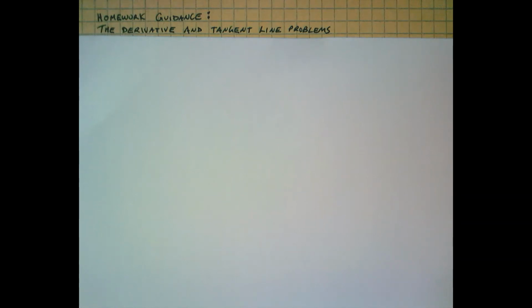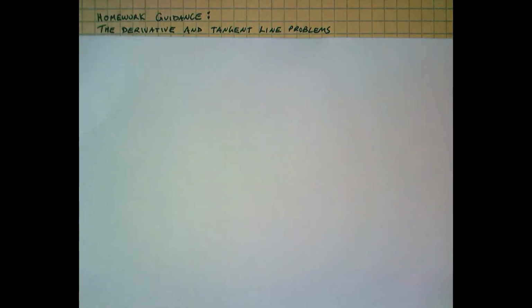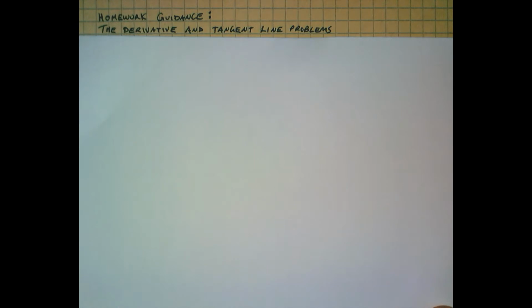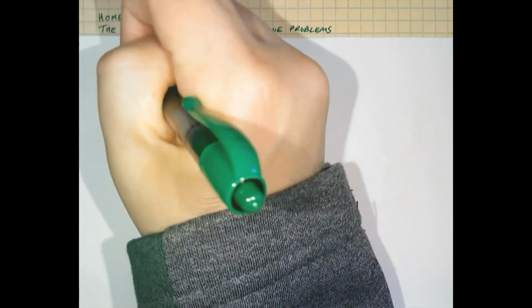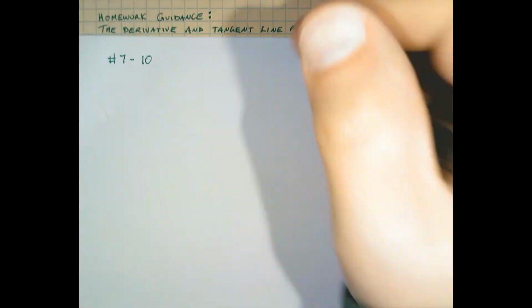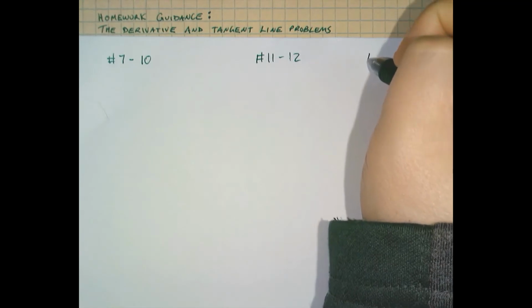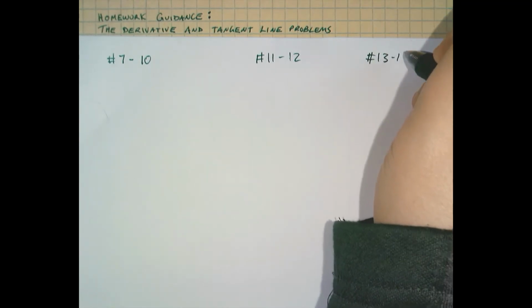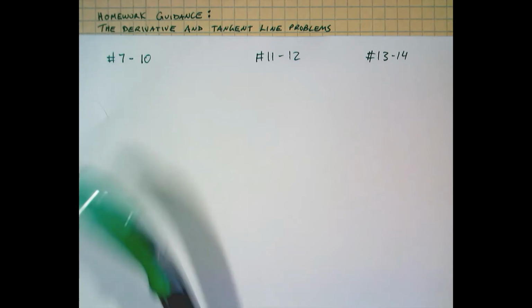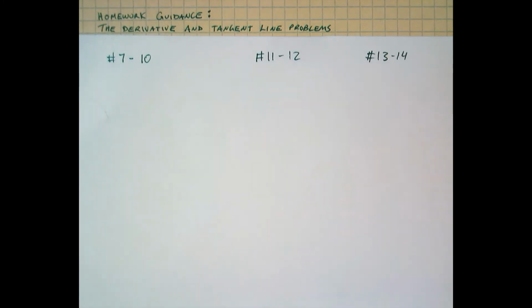All right, in this video we're going to continue exploring the homework assignment, the derivative and the tangent line problem. In the last video we talked about how to do homework problems 1 through 6, and here we're going to continue and talk about problems number 7 to 14. I'm going to break it down into problems 7 through 10, then number 11 and 12, and finally number 13 and 14. I may not get to all of these in this video.